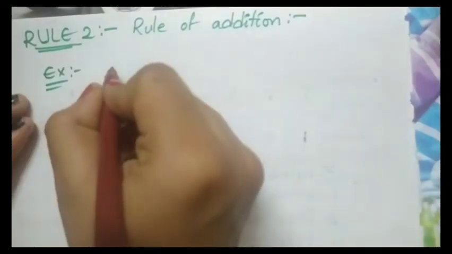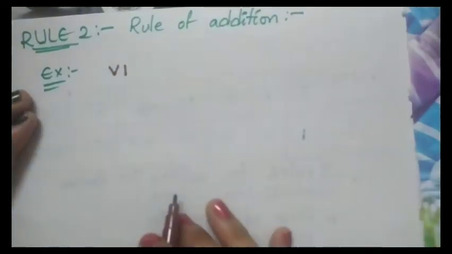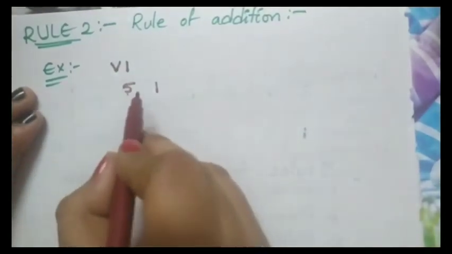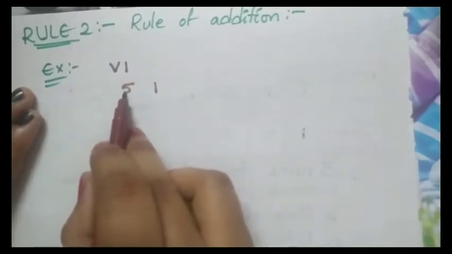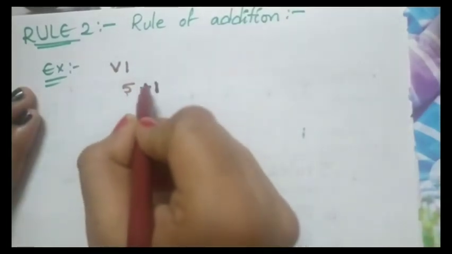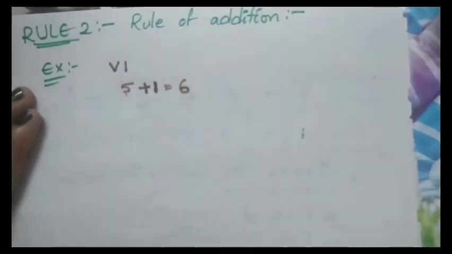Rule of addition. A numeral written after a numeral of greater value means addition. For example, VI. V means 5, I means 1. 5 is greater than 1, so a numeral of smaller value is written after a numeral of greater value, and we have to add these two. 5 plus 1 will be 6.